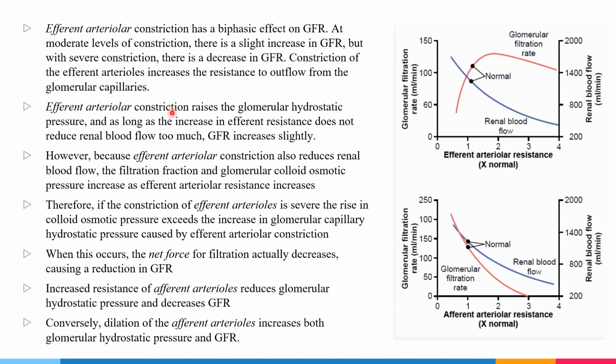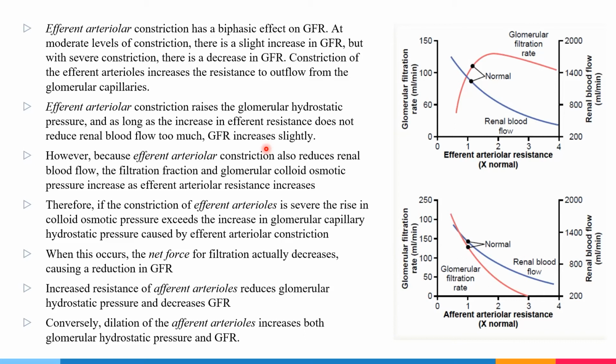Efferent arteriolar constriction raises the glomerular hydrostatic pressure, and as long as this increase in efferent resistance does not reduce renal blood flow too much, GFR increases slightly. So we have to consider that when the efferent arteriole constricts, the resistance to outflow increases, and thus the glomerular hydrostatic pressure increases. And an increase in glomerular hydrostatic pressure has a positive impact on GFR.